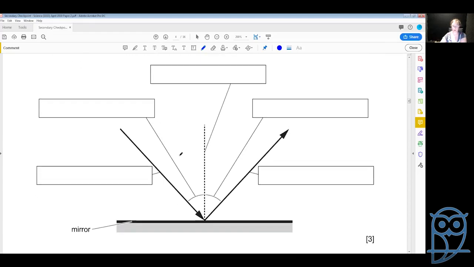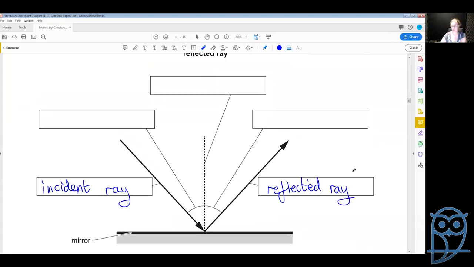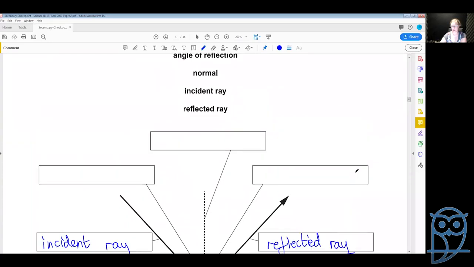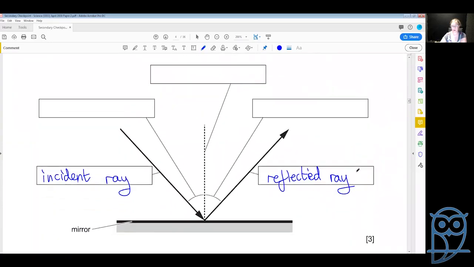Okay, so here is our picture. So we have our mirror here. This is the incoming light ray. This is the outgoing light ray. So this will be the incident light or incident ray. This will be the reflected ray. Because they are the words that we can choose from. So that gives us an idea.